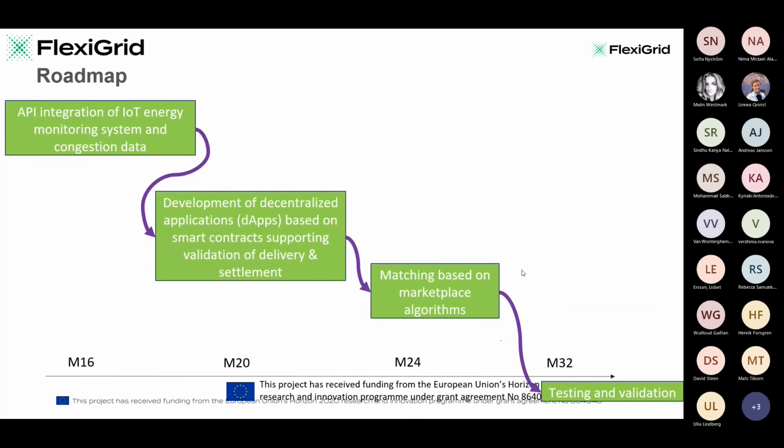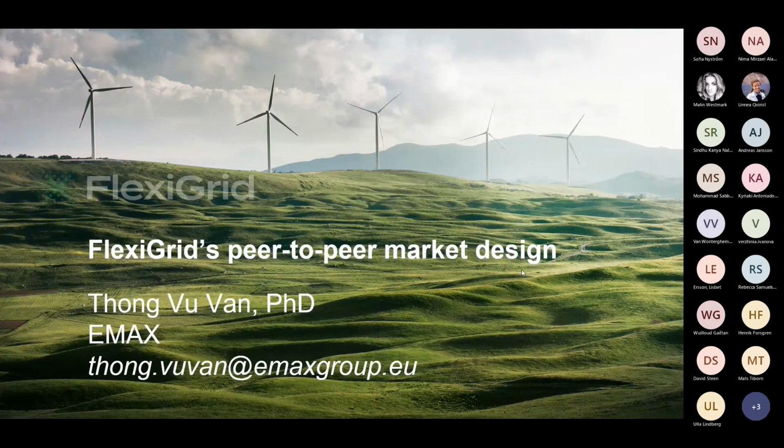Now is the time for us to do the testing and validation, but before that we also connect APIs with IoT device monitoring, and develop the decentralized application, smart contracts, and matching based on the market algorithm that was also mentioned in the previous presentation. So thank you very much for your patience and for listening to my short presentation.